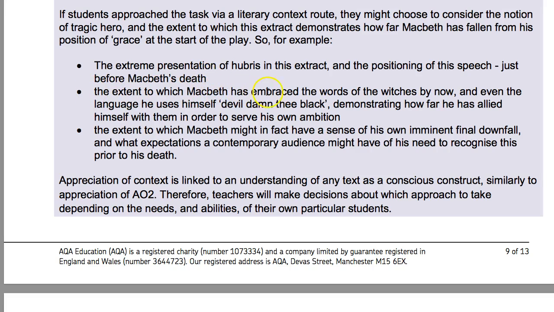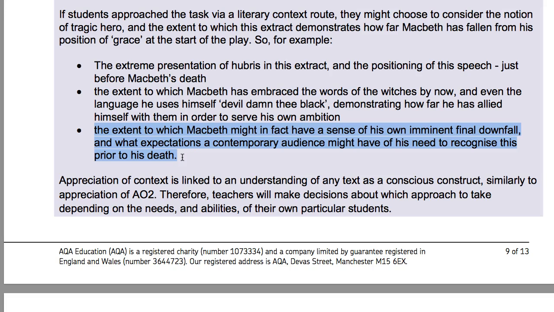The extent to which Macbeth has embraced the words of the witches by now, and even the language he uses himself, "devil damn thee black", demonstrating how far he has allied himself with them, so with the forces of evil, in order to serve his own ambition, and the extent to which Macbeth might in fact have a sense of his own imminent final downfall, and what expectations a contemporary audience might have of his need to recognize this prior to his death. So they would be expecting him to repent his actions and turn once more to God, in the hope of saving his soul.